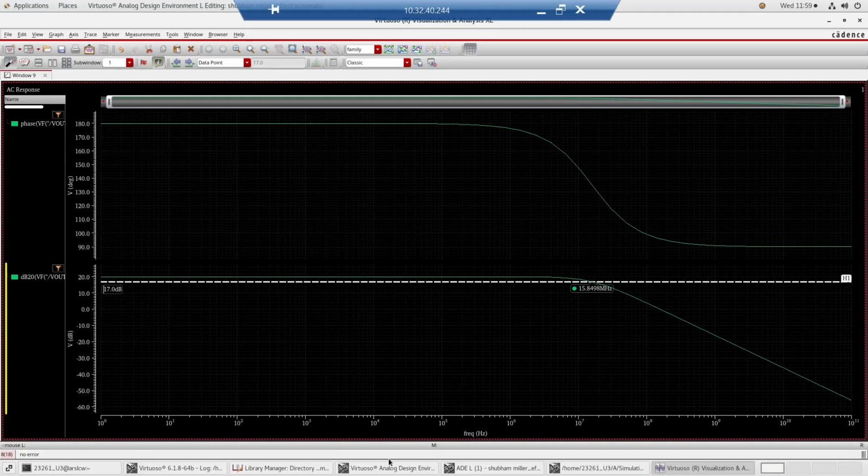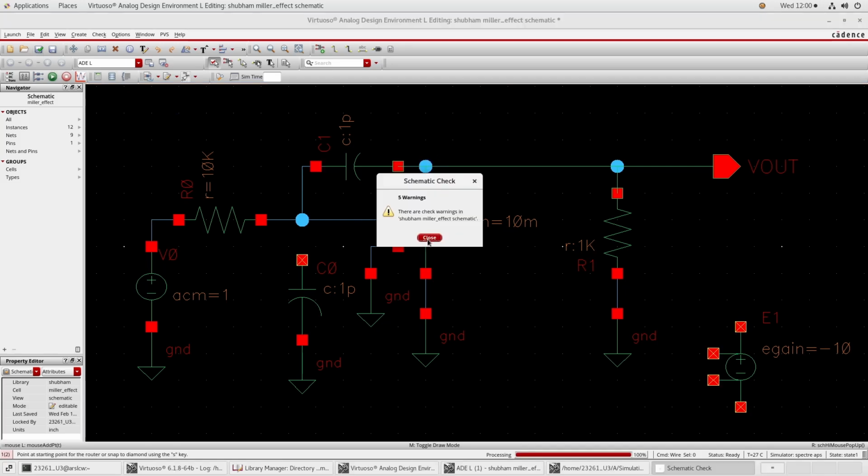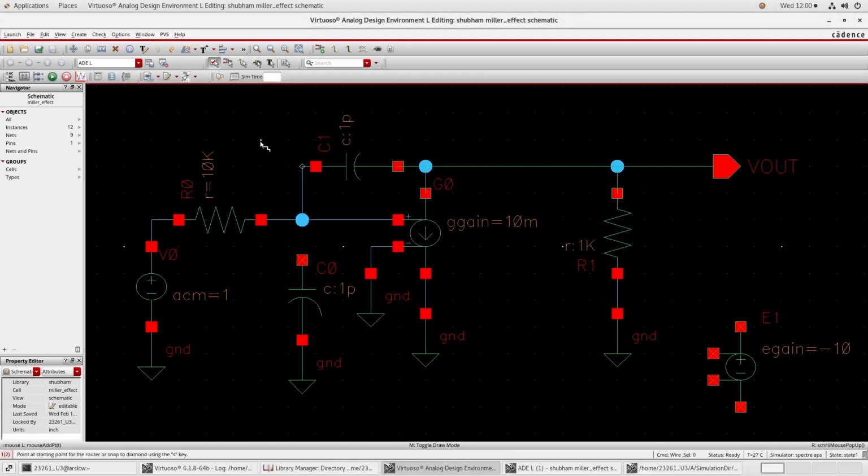Now in the second part we are going to see the Miller effect. So I will disconnect this cap and I will connect this one. Now check and save. What is the theory behind the Miller effect? This capacitor will be split into the input side and the output side. So one capacitor will come at the input side and this one capacitor will come at the output side.